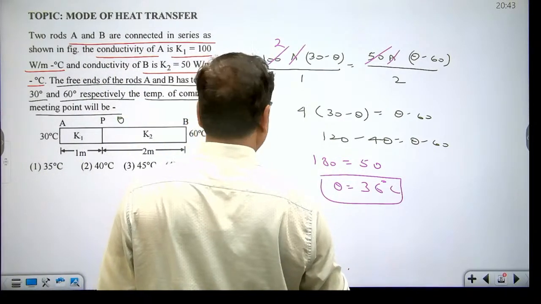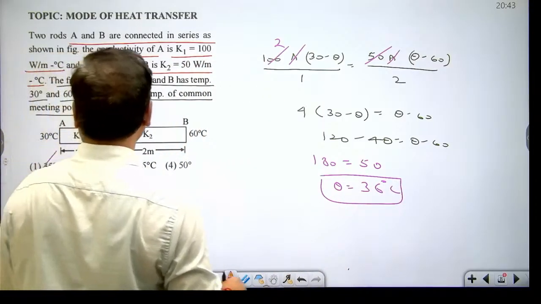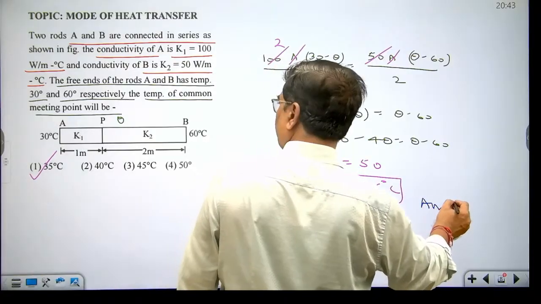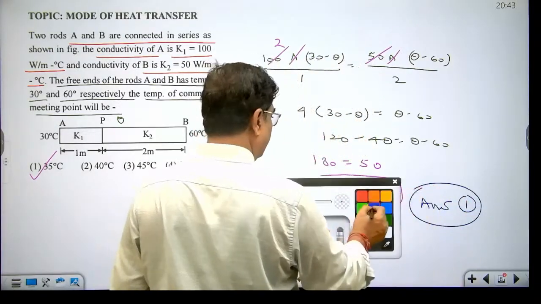So out of 4 choices, the correct choice is option 1, approximation. Option 1 is the correct answer.